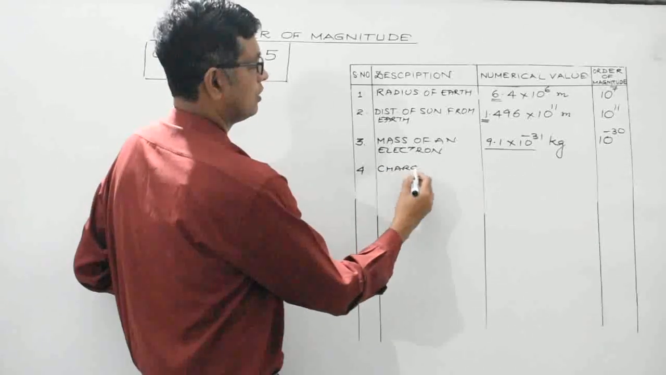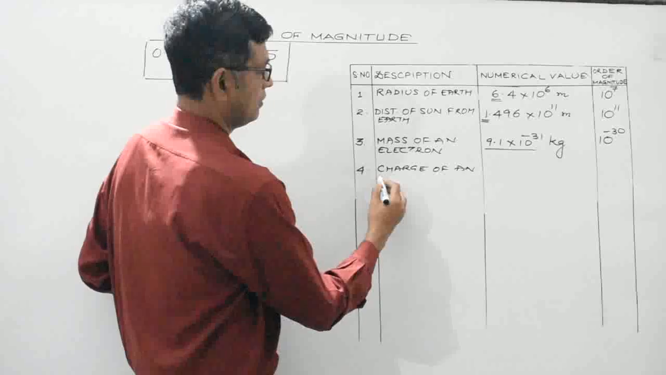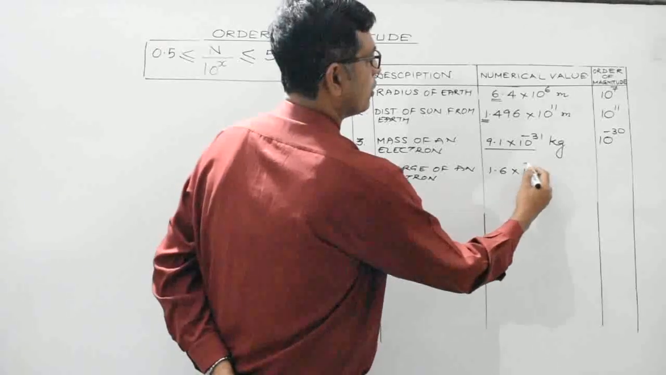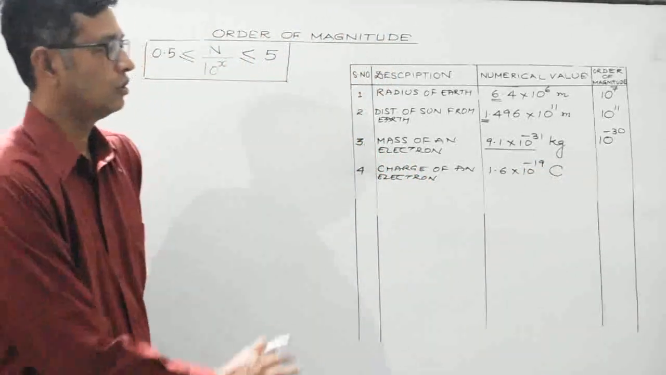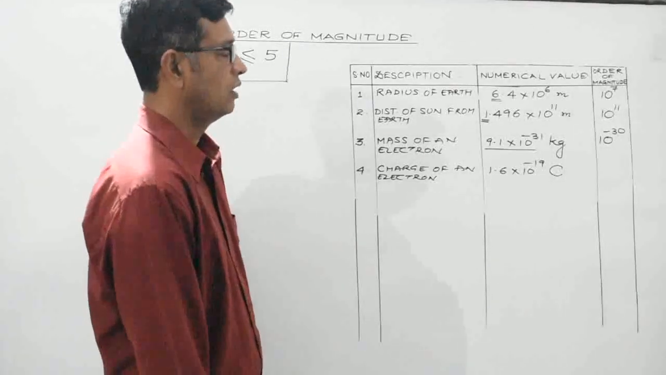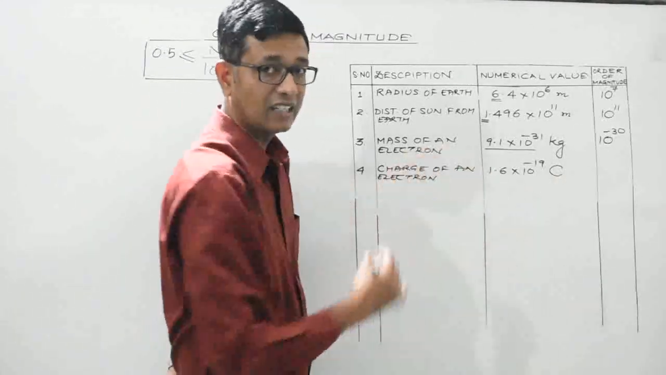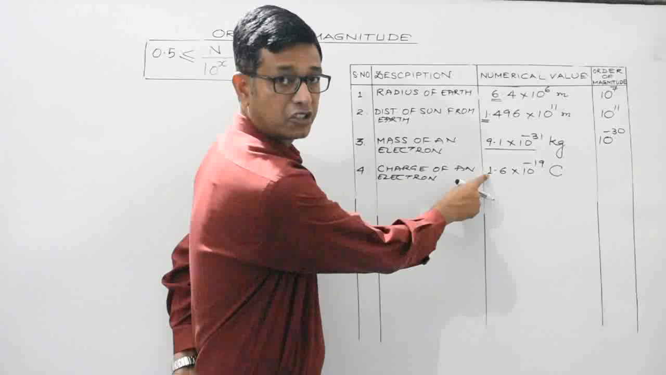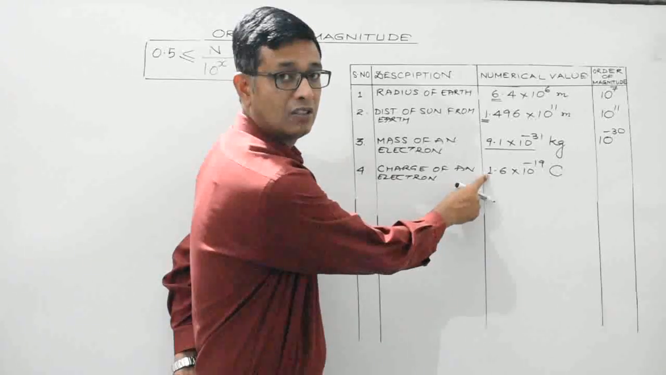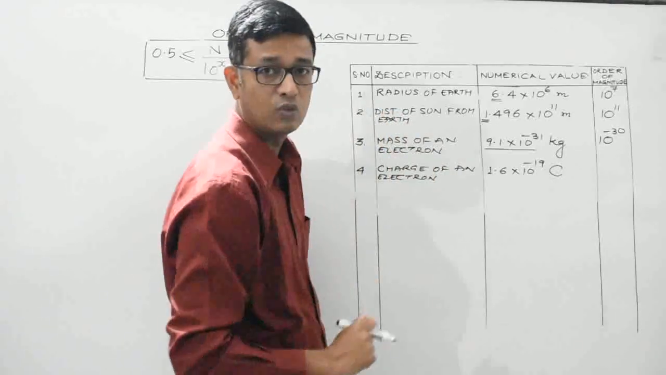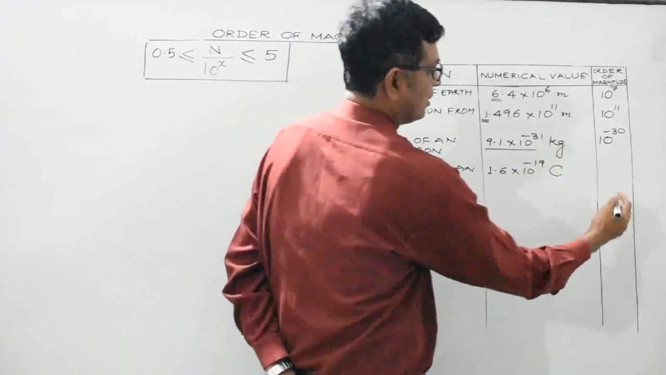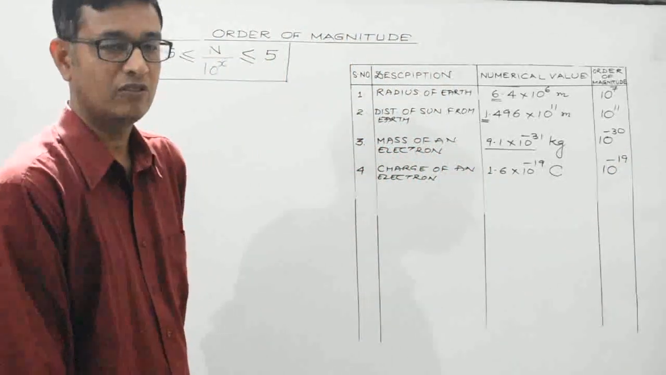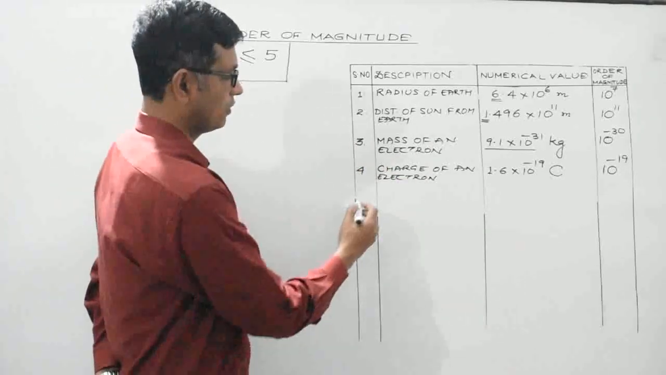Charge of an electron. It is 1.6 into 10 raised to minus 19 coulomb. So this is the charge of an electron. Now look, this is already written in the standard form, isn't it? So what to do is, the first digit 1 is less than 5, so the entire numerical value may be considered to be equal to 1. So 1 multiplied by 10 raised to minus 19 will give us 10 raised to power minus 19. That's the order of magnitude, right, of the charge of an electron.